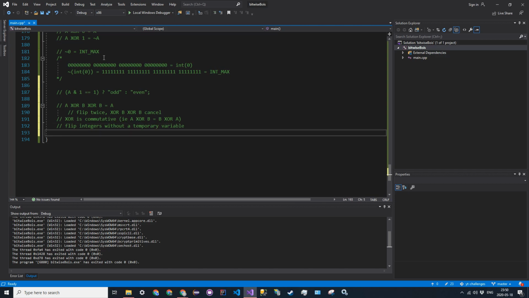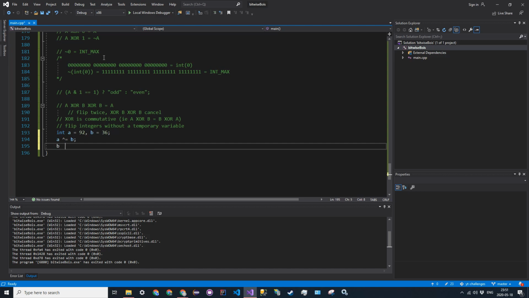So we can go ahead and flip integers without a temporary variable. So let's say that we have int A is equal to 96 or 90. I typed in 92 and I said 96. All right, whatever. So A is equal to 92, B is equal to 36, just like that. So the way to swap them is, let's first do an XOR A of B. So A XOR equals B. And then next we're going to say B is equal to A XOR B once again.